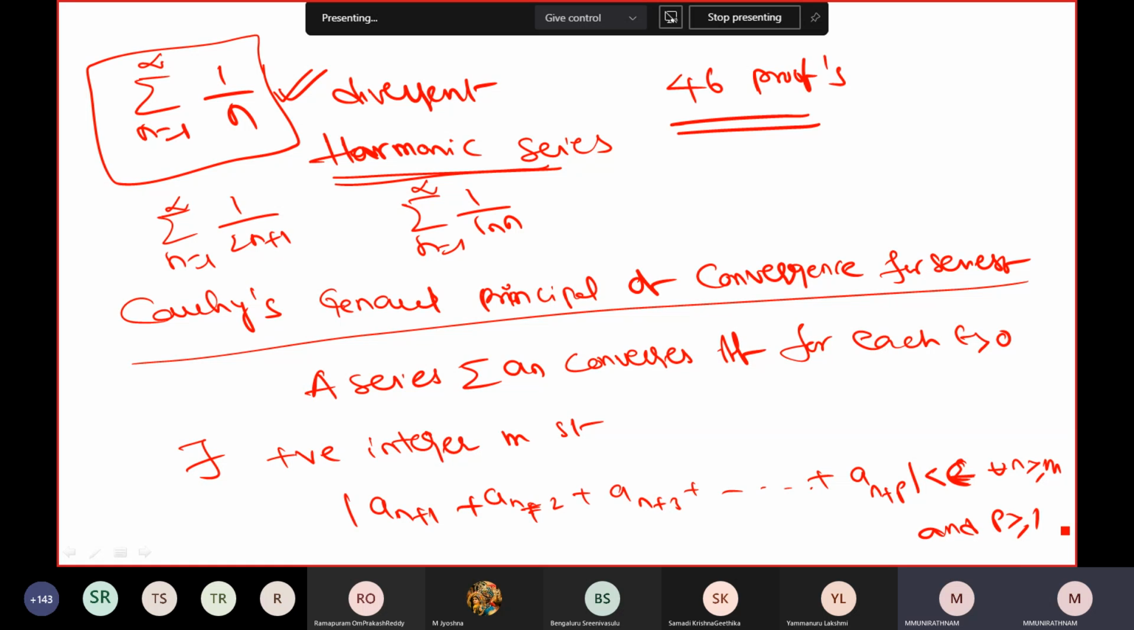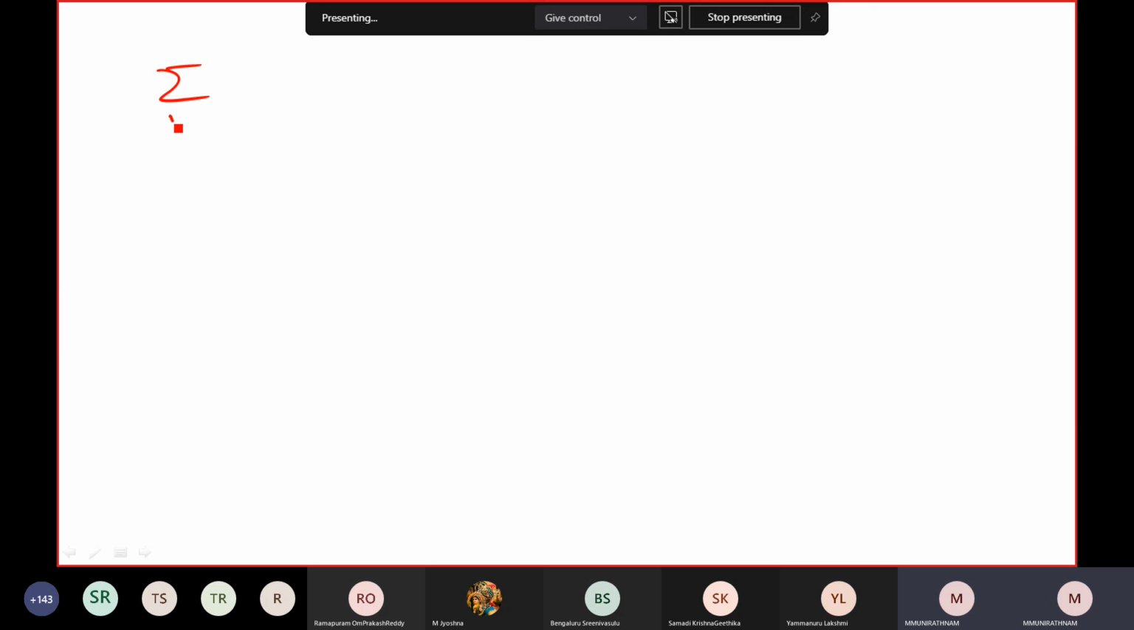So that's what, if you are able to find there exists a positive integer m such that modulus of an plus 1 plus an plus 2 plus an plus 3 and so on plus an plus p is less than epsilon for all n greater than or equal to m and p greater than or equal to 1, okay. So ఇప్పుడు మనం summation 1 by n చూద్దాం, verify the convergence of summation n equal to 1 to infinity 1 by n, okay na. So let us assume.